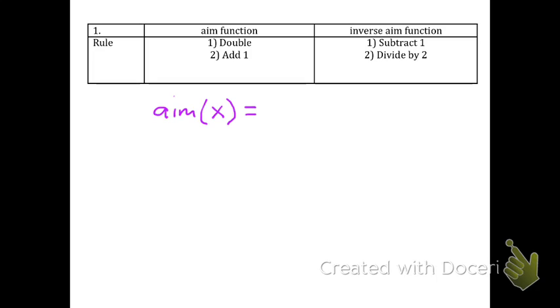So I can write x times 2, which you usually write as 2x in algebra. And then the next thing that happens is that you add 1, so plus 1. So that's how I can write the aim function in symbolic notation. I could have either written the aim function like this with words, or I could have written it like this.